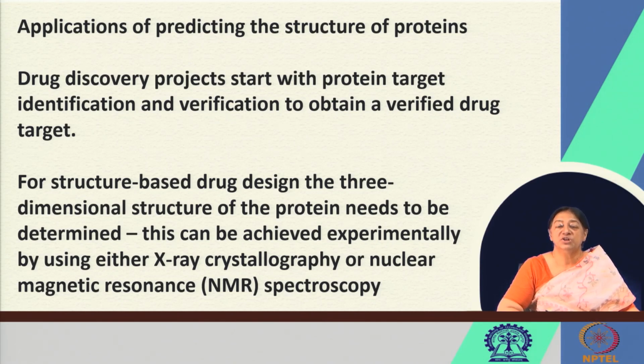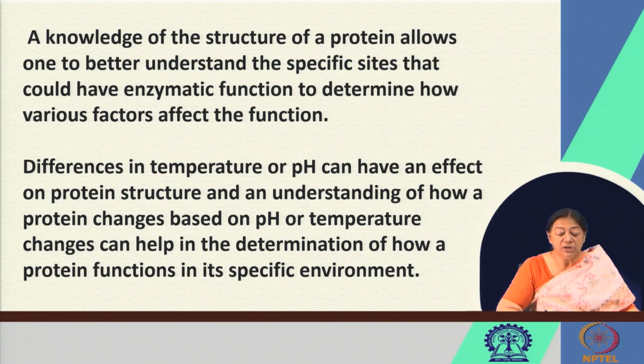We looked a bit at protein structure prediction methods, but on a very small scale. A knowledge of the structure of a protein allows one to understand the specific sites that could have, say, enzymatic function, and to determine how these various factors would affect the function. Differences in temperature or pH can also have an effect on protein structure, as we saw, and an understanding of how the protein structure changes based on these pH or temperature changes can help determine how the protein function is going to be affected in this specific environment.